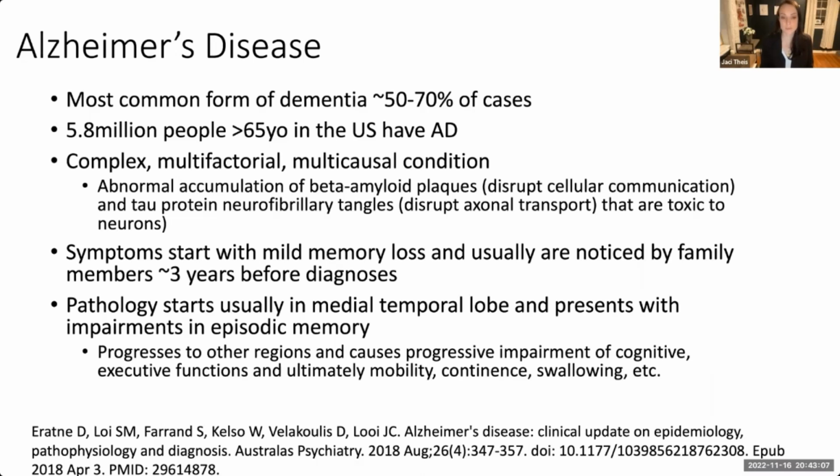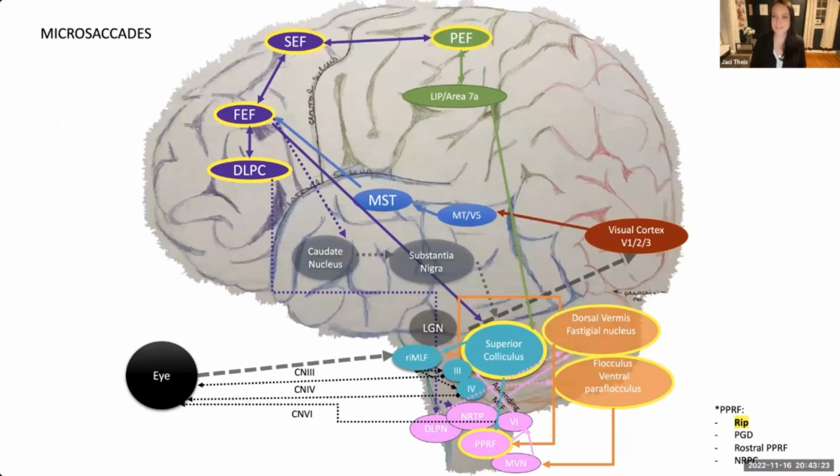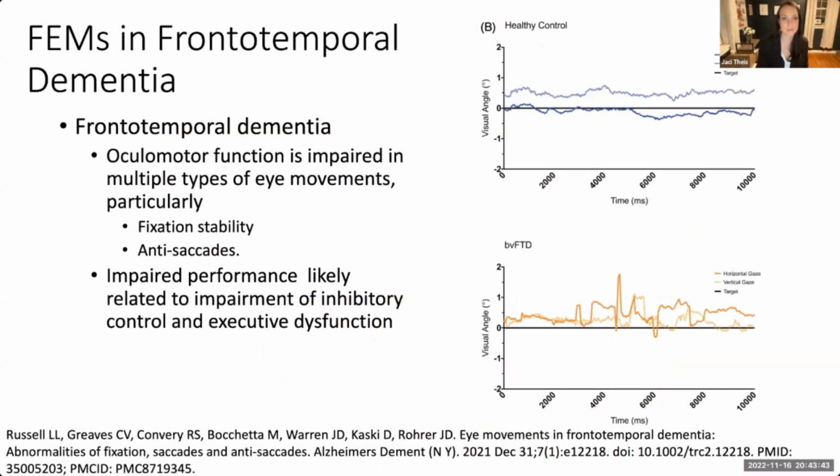Pathophysiologically with Alzheimer's disease, we know that the pathology starts usually in the medial temporal lobe. So unlike Parkinson's, where we were worried about the basal ganglia and the inhibition of saccades, now we're looking at the medial temporal lobe, and that presents with impairments in episodic memory. So to remind those, if you don't remember like me how the pathophysiology works in saccades, the medial temporal lobe is really important in the very beginning stages of our eye movement. So it's how our visual cortex communicates to our frontal cortex the information, and it's a very large pathway in the not only excitatory but also inhibitory pathway of saccades.